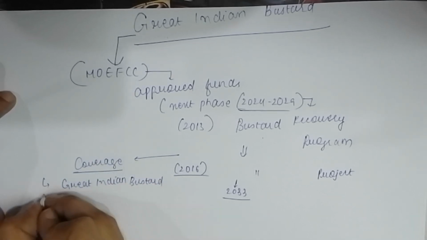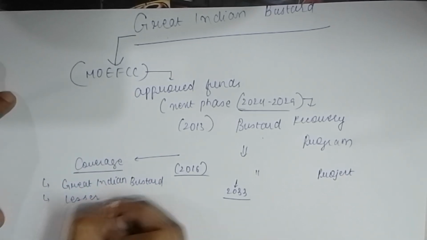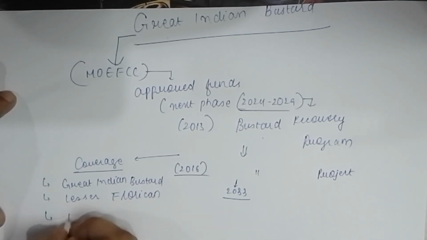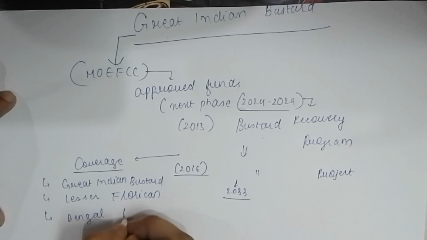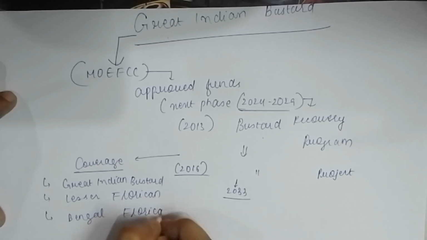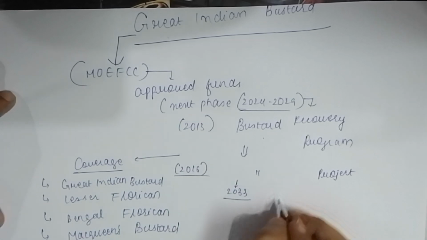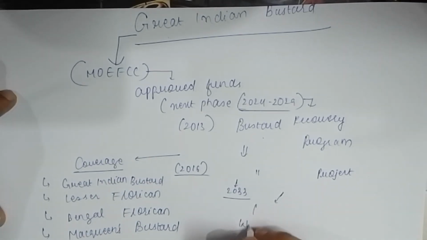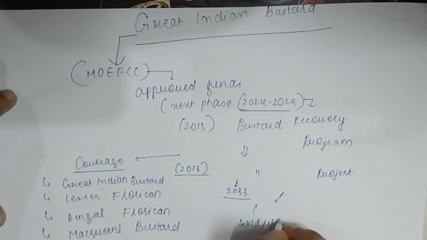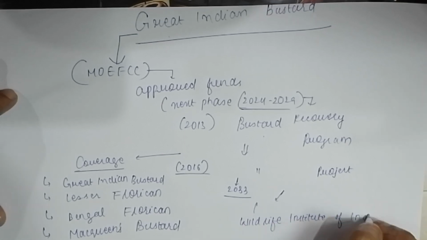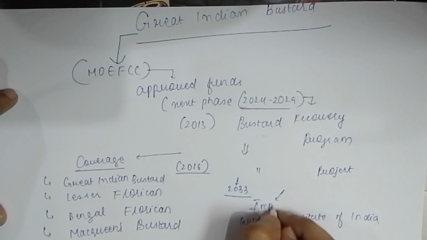So let me write it here: the Lesser Florican, then the Bengal Florican, then the McQueen's Bustard. Implemented by Wildlife Institute of India.